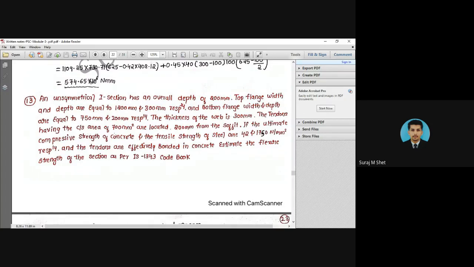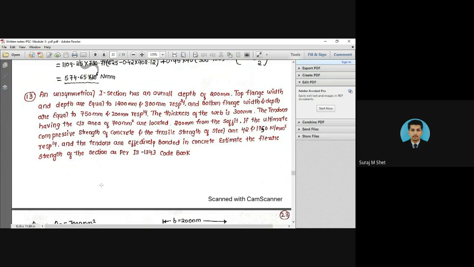The tendon has a cross-sectional area of 700 mm square, located at 200 mm from the soffit. If the ultimate compressive strength of the concrete and tensile strength of the steel are 42 and 1750 Newton per mm square respectively, the tendons are effectively bonded. So this is bonded, and estimate the flexural strength of this section.